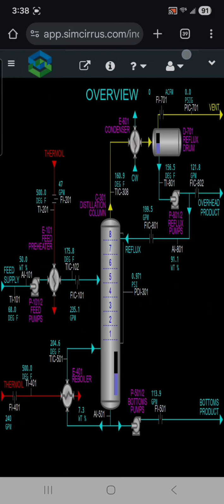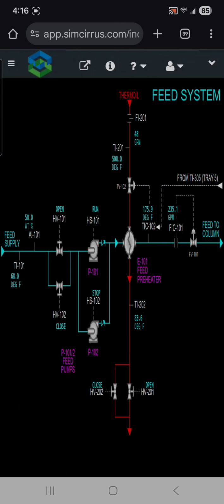Let's break down what's happening in each of these subsystems. The feed entering the column is a mixture of fluids that boil at different temperatures. The fluids with the lower boiling points are referred to as lights, and the fluids with the higher boiling points are referred to as heavies.